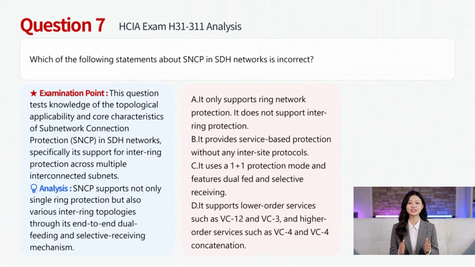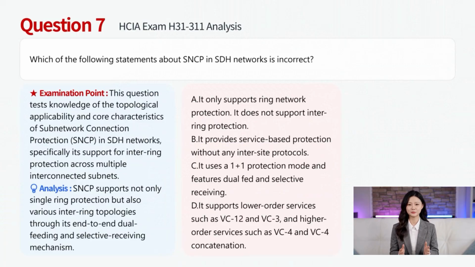As a service-level protection scheme operating at the subnetwork layer, SNCP uses a simple 1+1 dual feeding and selective receiving mechanism that requires no intersite protection protocols. At the source node, traffic is simultaneously transmitted over both the working and protection paths, which can traverse completely different rings or subnets. At the sink node, the receiver continuously monitors both paths and automatically selects the one with better signal quality. This topology-independent design allows SNCP to seamlessly extend protection across multiple rings through intermediate bridge nodes without complex coordination between different ring protection domains.